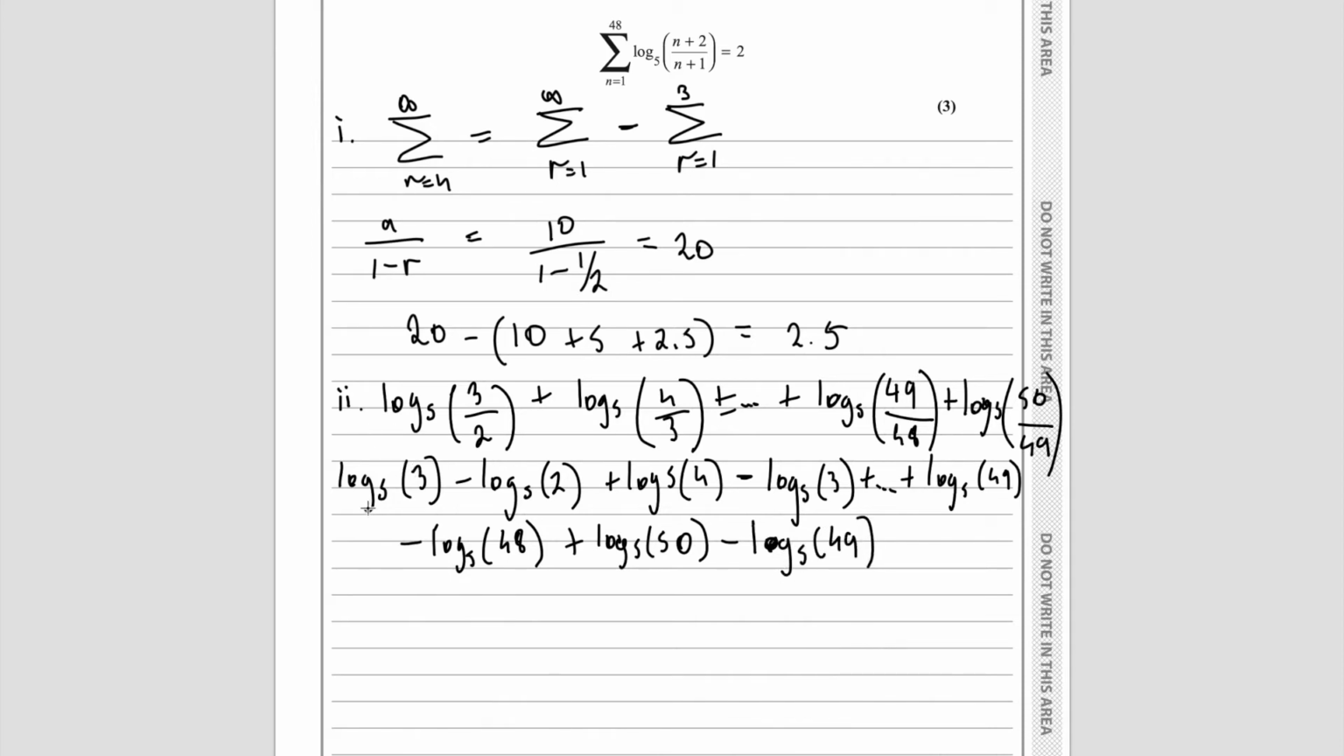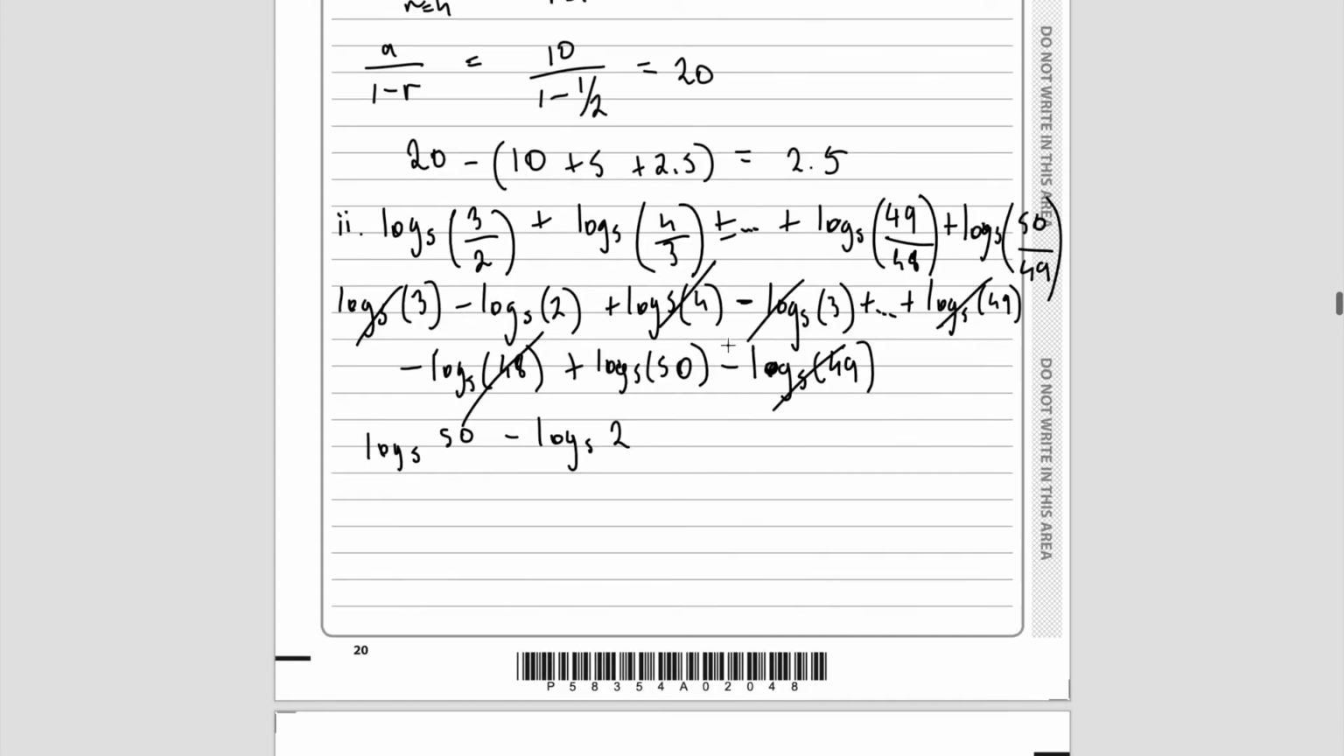Now what we can see is that this term here and this term here cancel out. This term here and this term here will cancel out. And just applying the same logic, this term here and this term here will cancel out. Some term over there will cancel out with some term over there. And what we're left with is log with base 5, 50. And from that we're going to be taking away log with base 5, 2. Okay, and it's quite a tedious process.